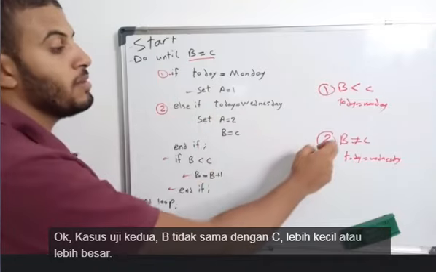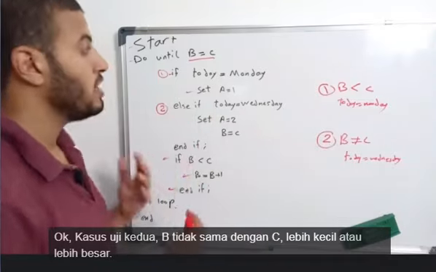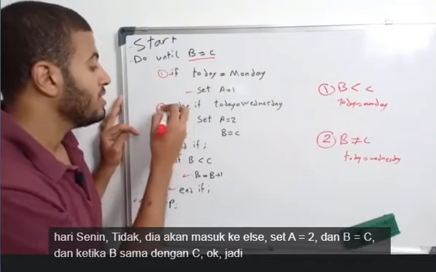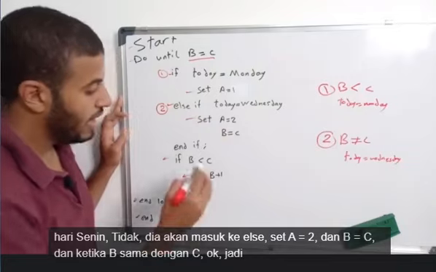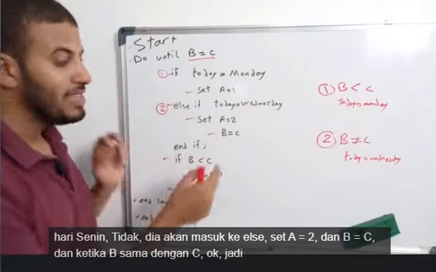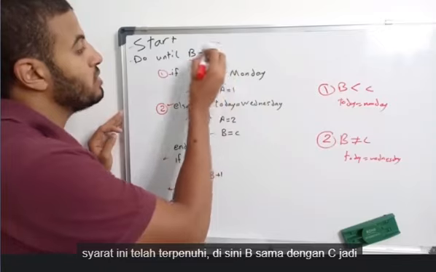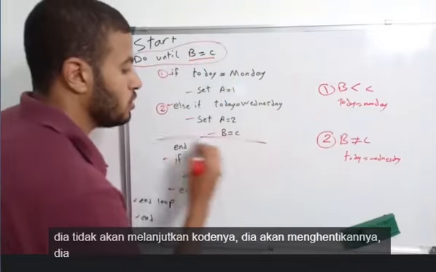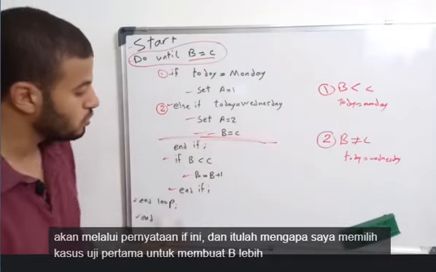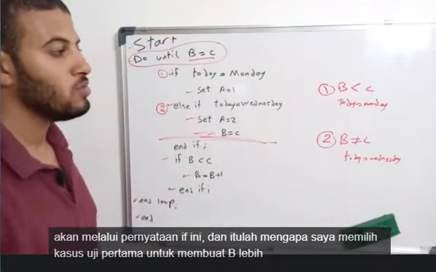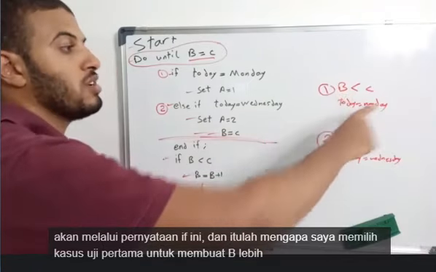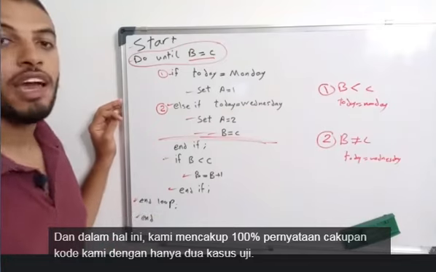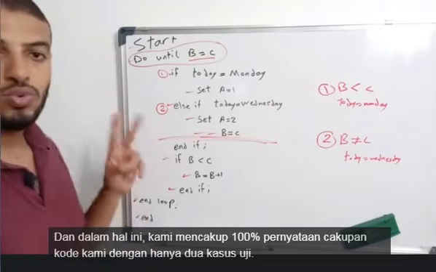The second test case, b is not equal to c, smaller or greater, then he will go through the code. Today equals Monday, no, he will go in the else, set a equals 2, and b equals c, and when b is equal to c, okay, so this condition has been met. Here, b equals c, so he will not continue his code, he will stop here. He will not go through this if statement. And that's why I chose the first test case to make b smaller than c. And in this case, we covered 100% statement coverage of our code with only 2 test cases.